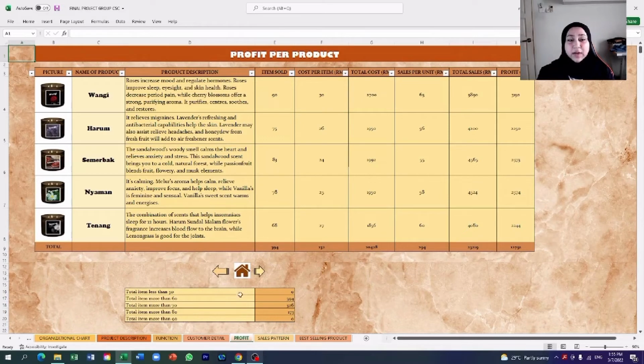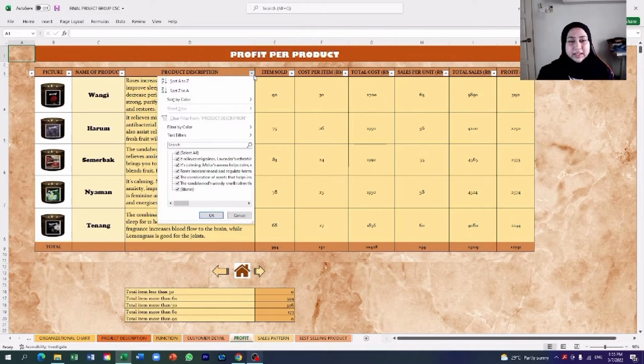In here, we also have included a few Microsoft Excel functions, which is the first one, the function of SUMIF in here, and also we have included insert image. We also have included the filter functions.